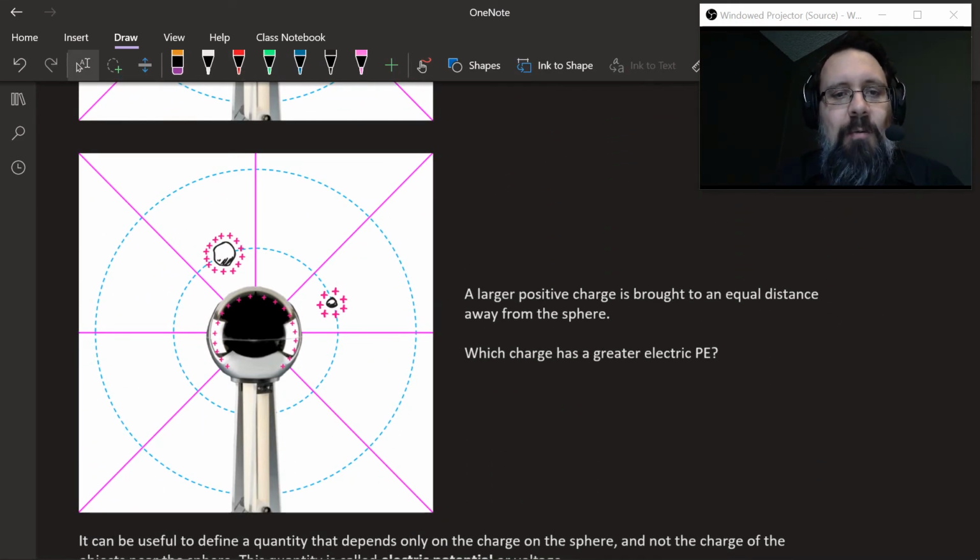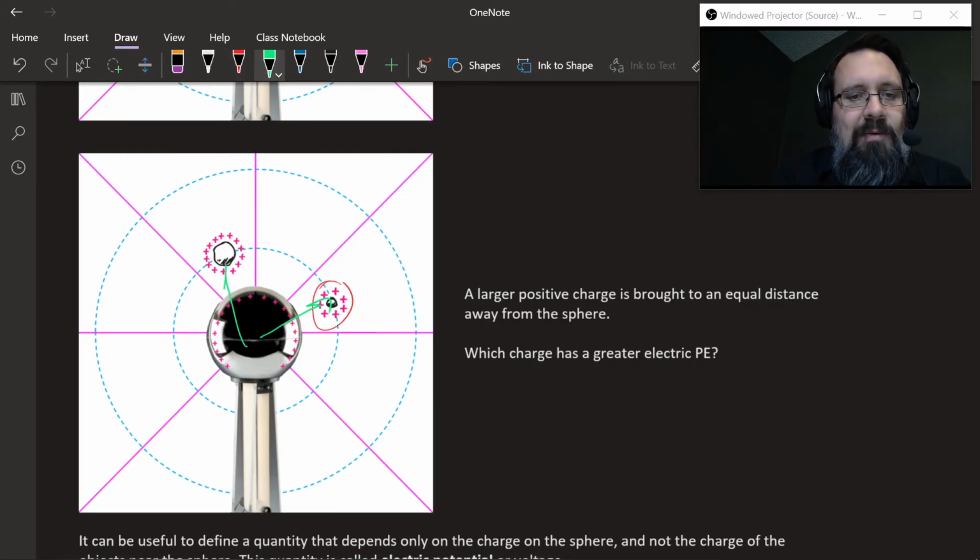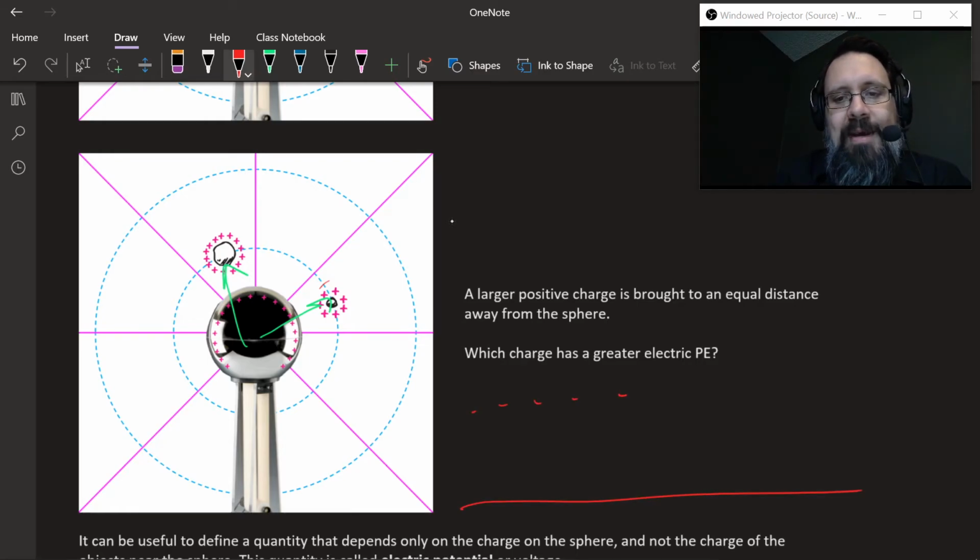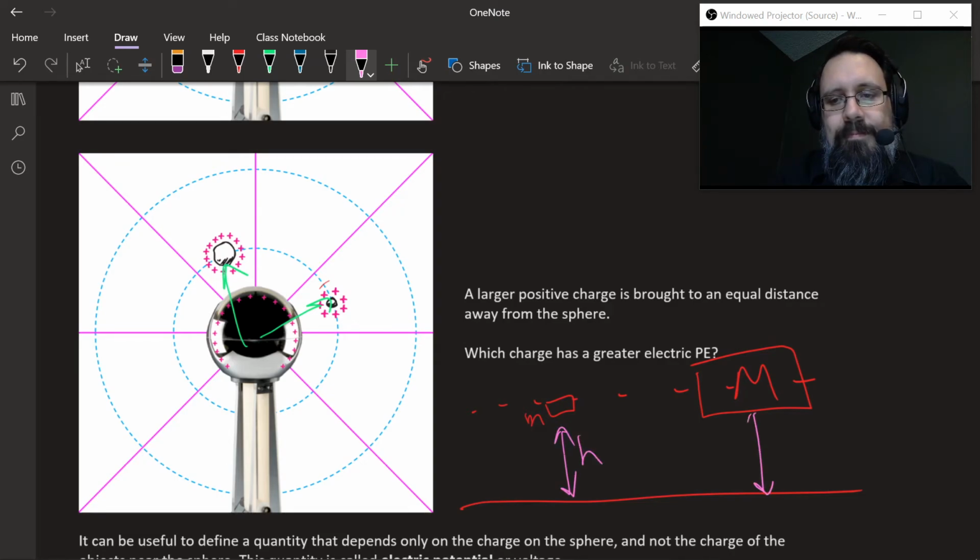And my last question is, what if I bring this big honking charge, a huge charge with way more positives, and this smaller one, to the same radius? Which one has more potential energy, the big charge or the smaller charge? Think about if I had gravity. If I had a little mass at the same height versus a gigantic mass at the same height, which one would have more potential energy?